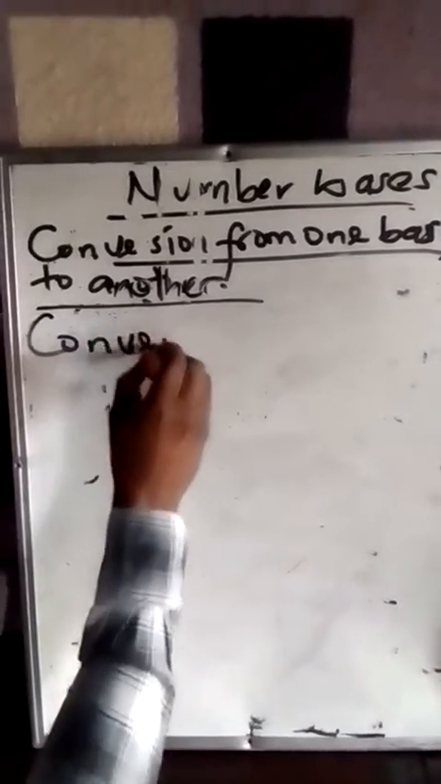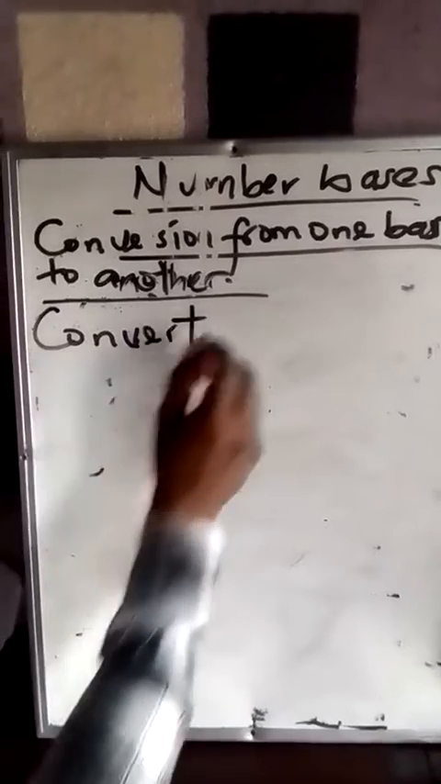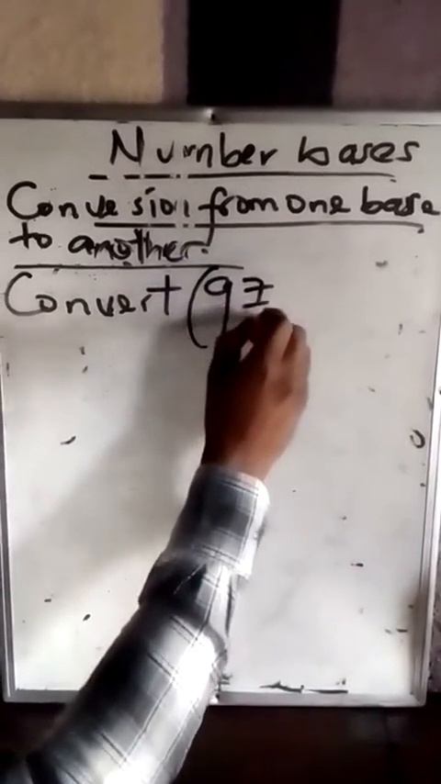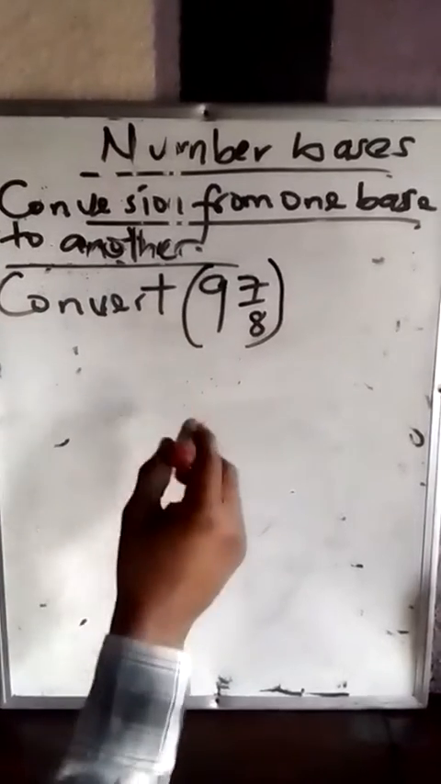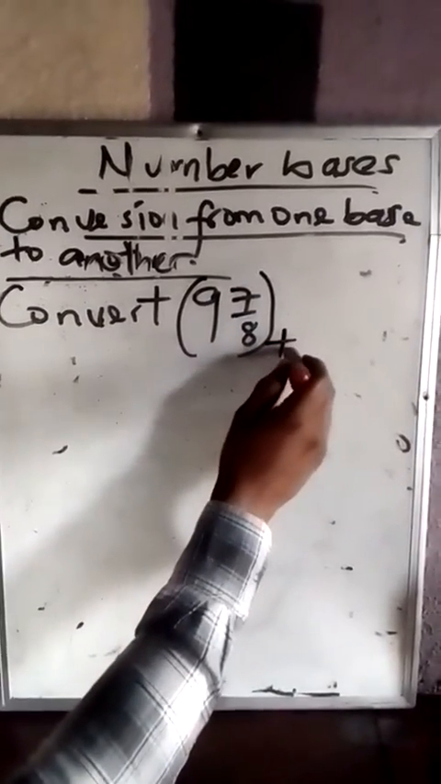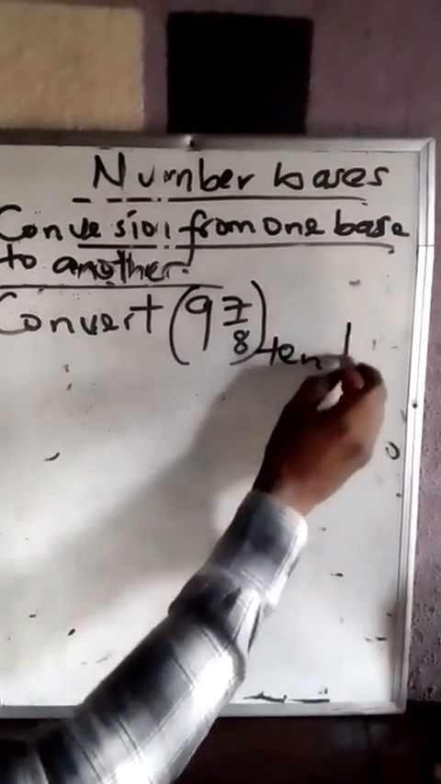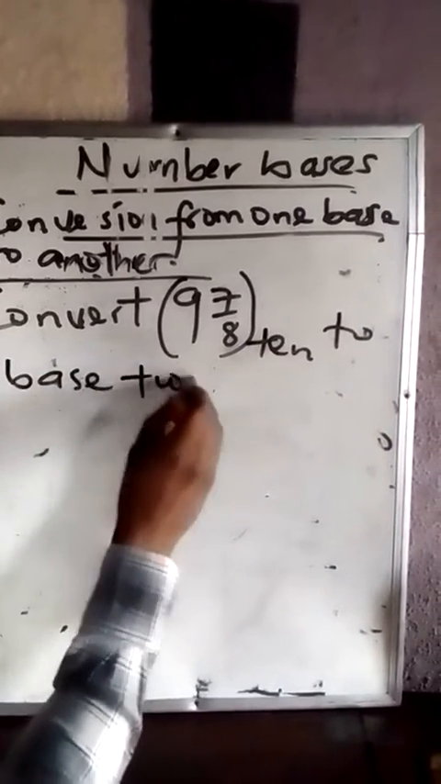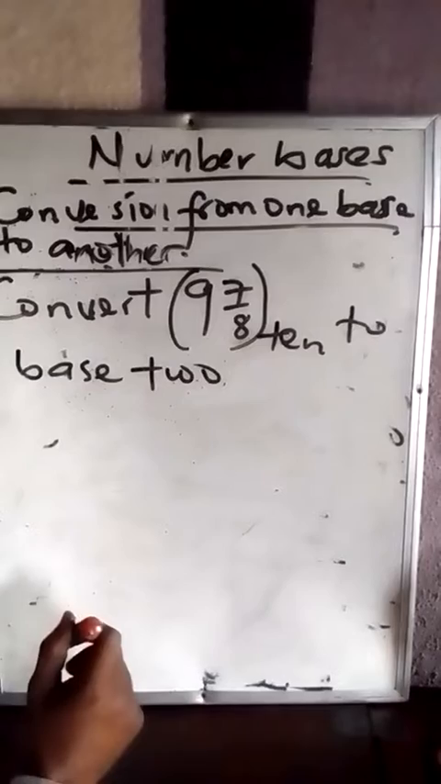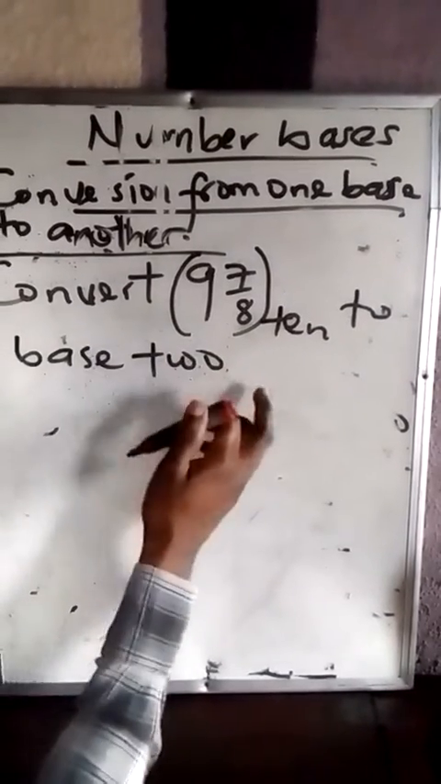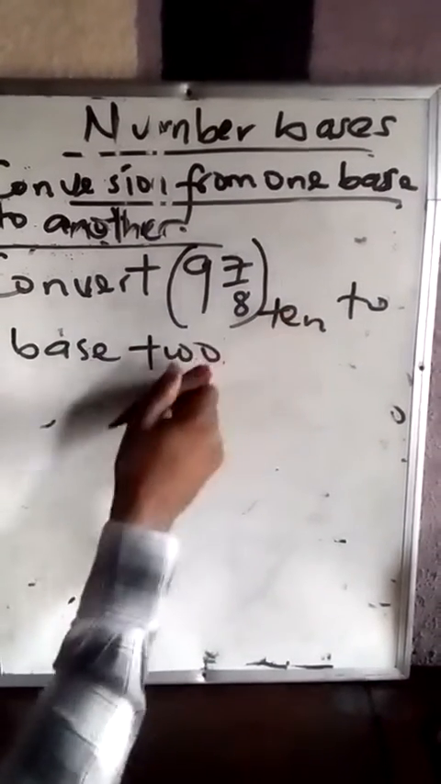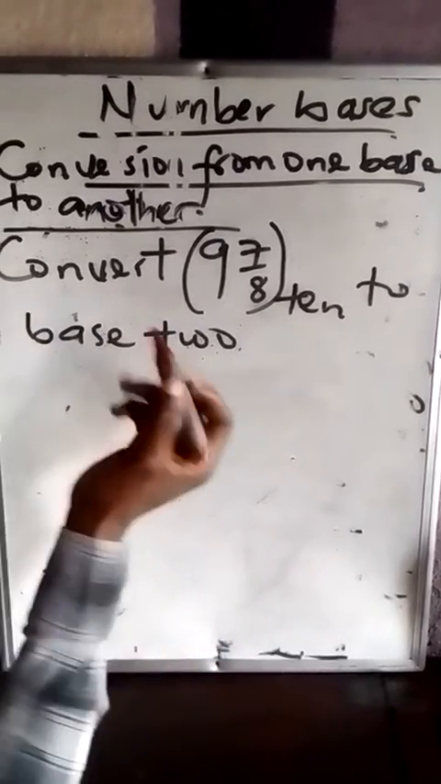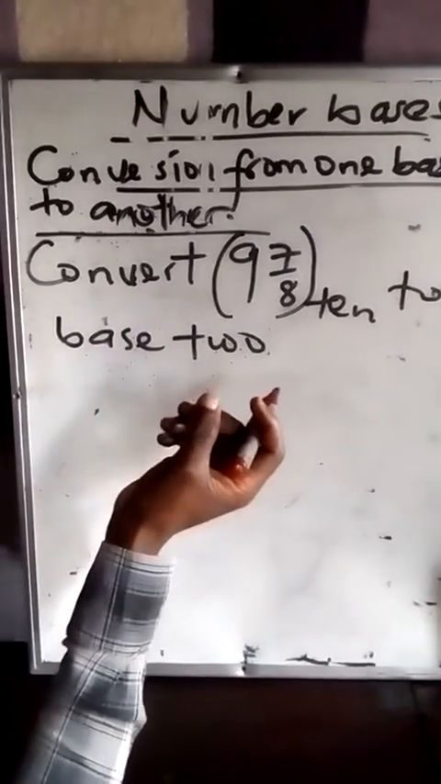Convert. So when you have something like this, you convert. Don't forget, from base 10 to base 2 is by division. Base 10 to any base is by division. How are we going to do something like this? Just pick up a calculator.